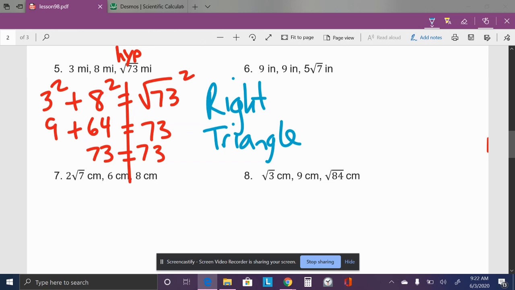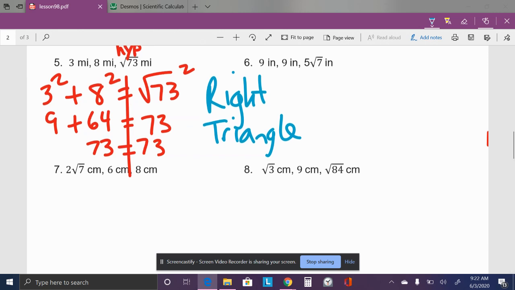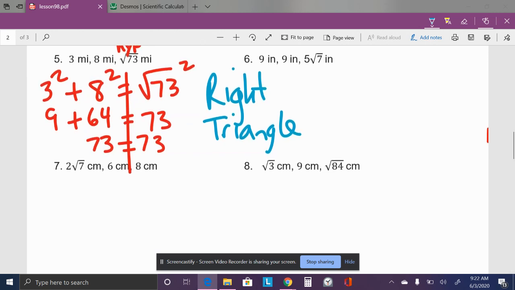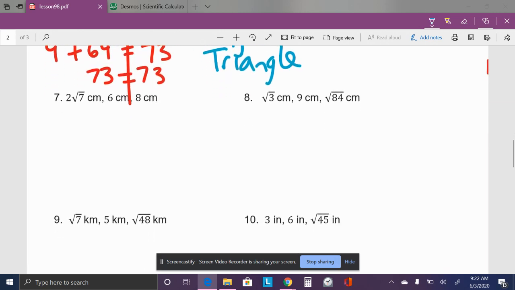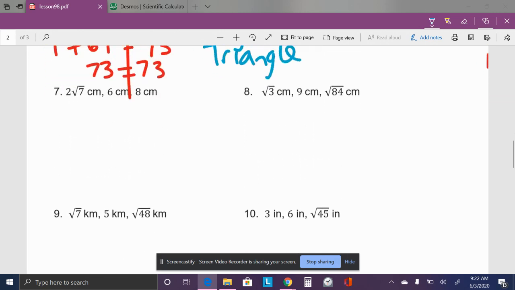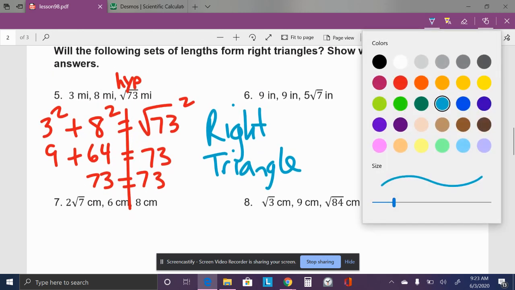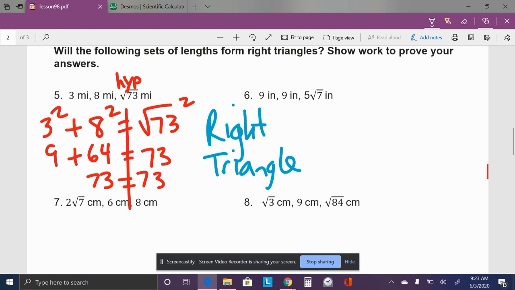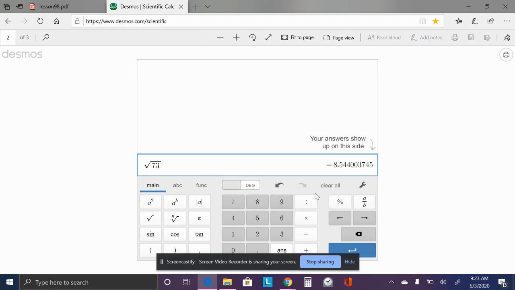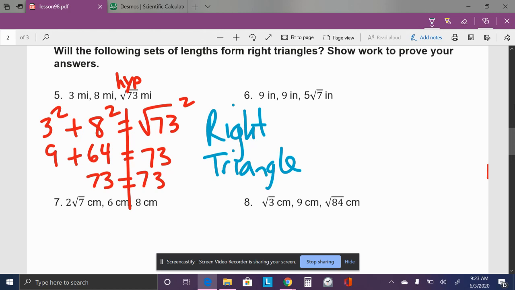Okay, let's look at another one. Let's look at the next one. How about number 6? Okay, we have 5 radical 7. Let's see what that is approximately in our calculator. 5 radical 7. Okay, 13.2. All right, so let's take a look. That's probably going to be the biggest side. All right, so this is going to be my hypotenuse.